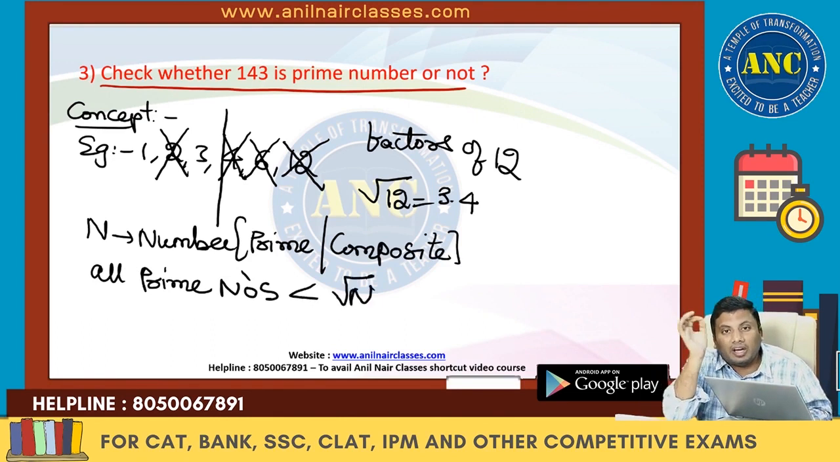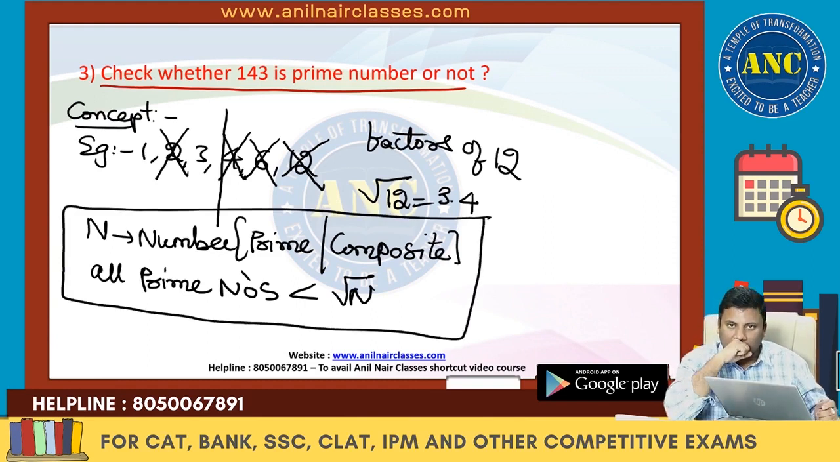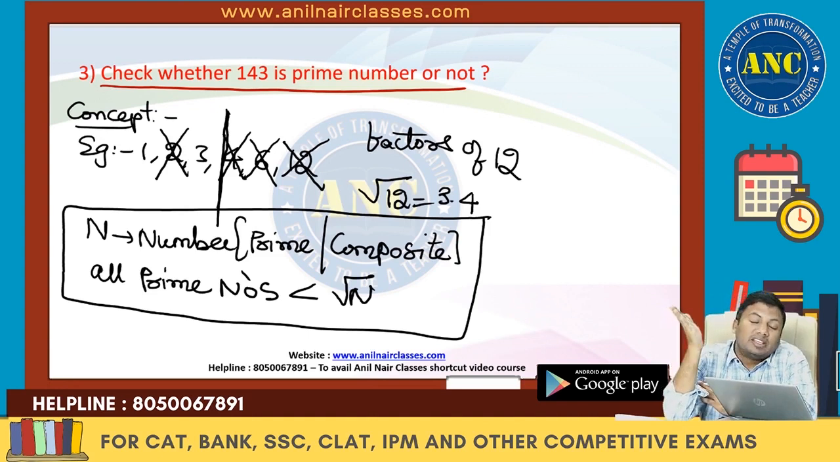If none of the numbers divides that number up to root n, then there is a possibility that it is a prime number. If there is at least one number which is dividing that number, then the number is said to be a composite number. Now you might ask me, Anil sir, why should we take only the prime numbers less than root n? Any number greater than root n is derived from the values less than root n.